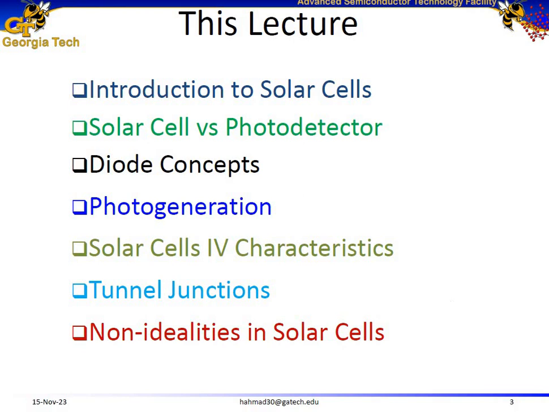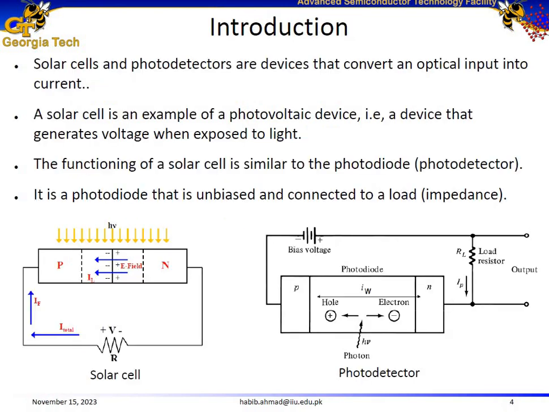We will discuss some basic diode concepts because the fundamental building block in a solar cell is a p-n junction diode, and it's basically a fundamental building block in LEDs and photodetectors as well. So we are going to revisit some of the diode concepts. Then I will talk about photo generation. We will discuss solar cells IV characteristics, tunnel junctions for more complicated and advanced solar cells, and finally we will discuss some non-idealities in solar cells.